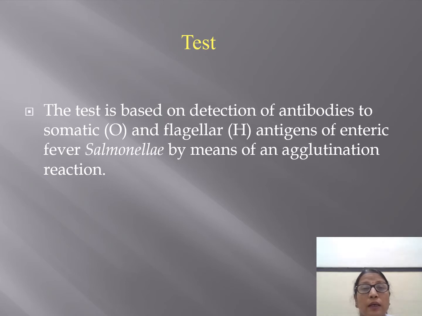As we all know, this test is based on detection of antibody to somatic O antigen and flagellar H antigen of enteric fever Salmonella, and this is done by means of a tube agglutination reaction. This test is performed in tube, hence this is tube agglutination test. And what do we detect? Antibodies. Antibodies against what? Against the antigen. Which antigen? O antigen, which is somatic antigen or cell wall antigen, and H antigen, which is flagellar antigen present over the flagella.